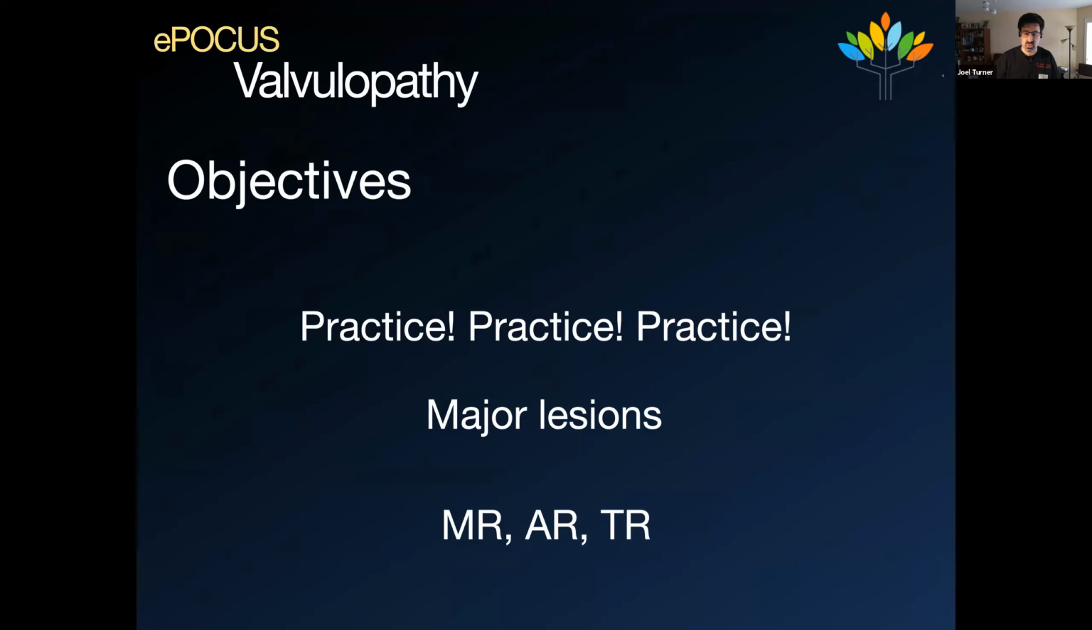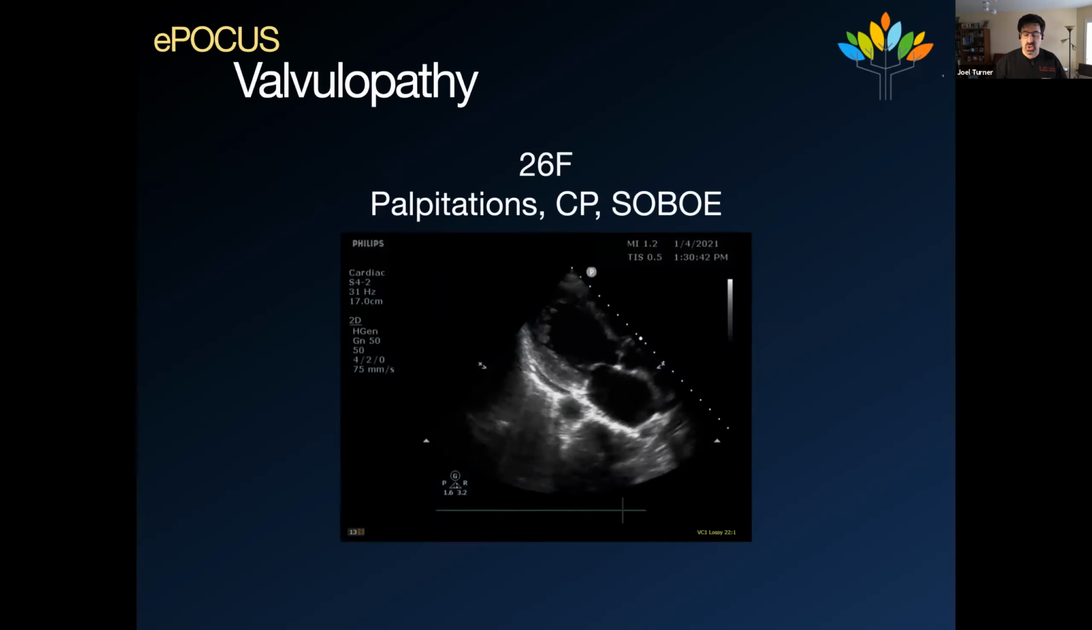As emergency doctors, we are really only there to identify and quantify the major lesions. So if someone has a trivial mitral regurg, we don't really care about that. The three main valvulopathies that we're going to be talking about today are mitral regurg, aortic regurg, and tricuspid regurg.